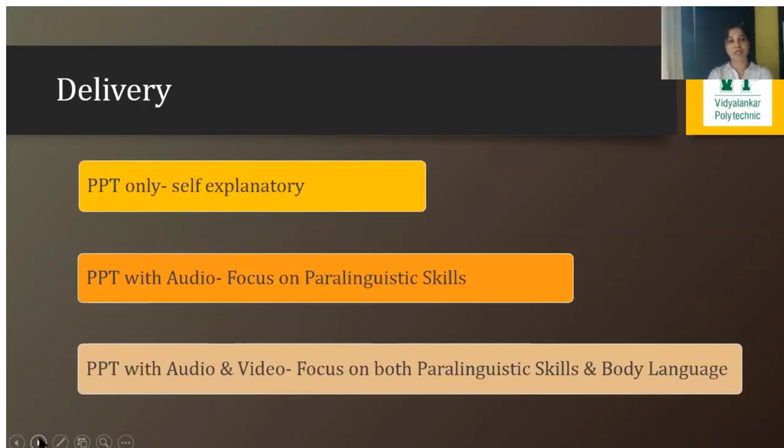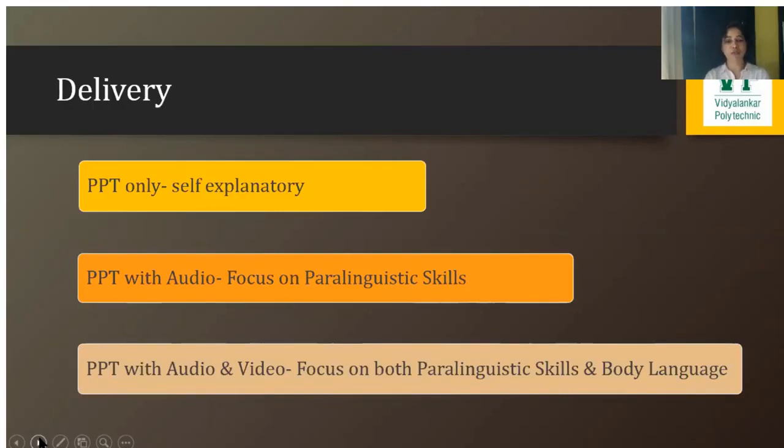When we come to the delivery part, as I said, when it is a PPT only, it should be self-explanatory, because the student has to understand the content with the help of the reading. So whatever you have written, if it is not clear or not self-explanatory, sometimes the students may not be able to understand what you're trying to tell.